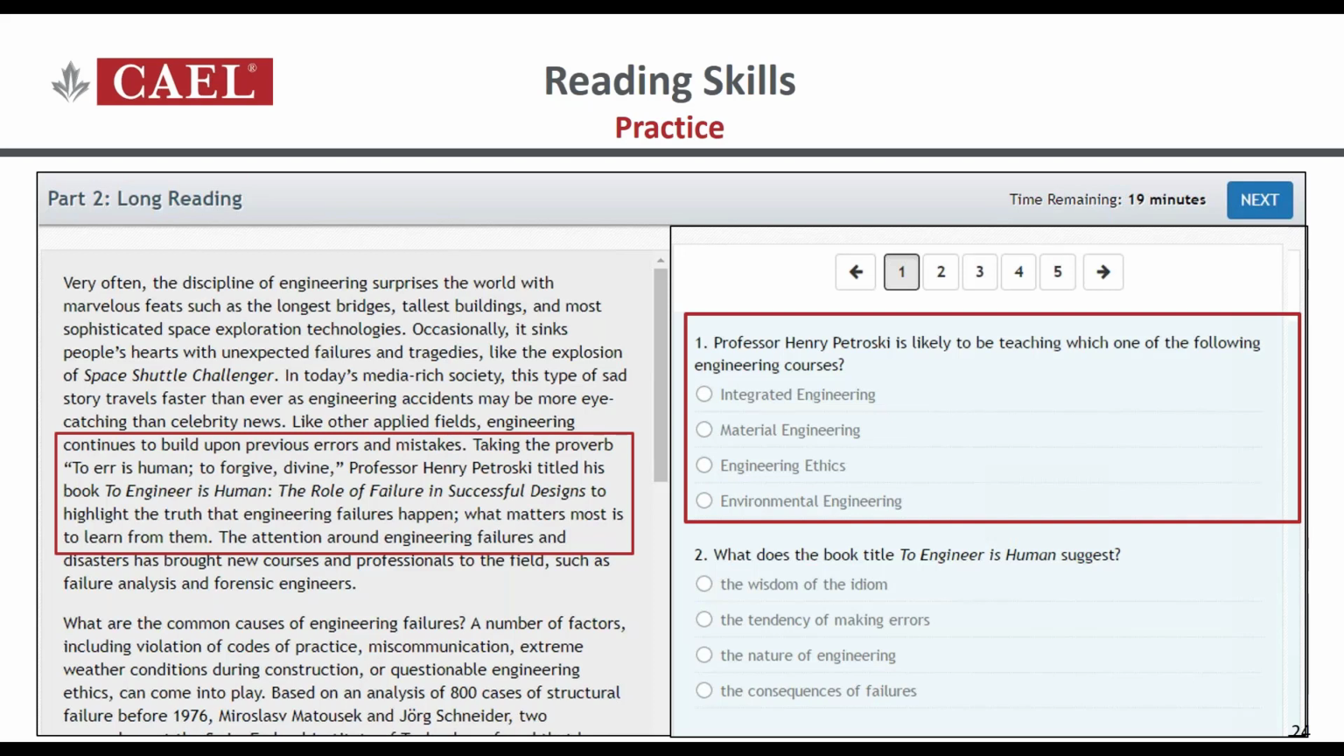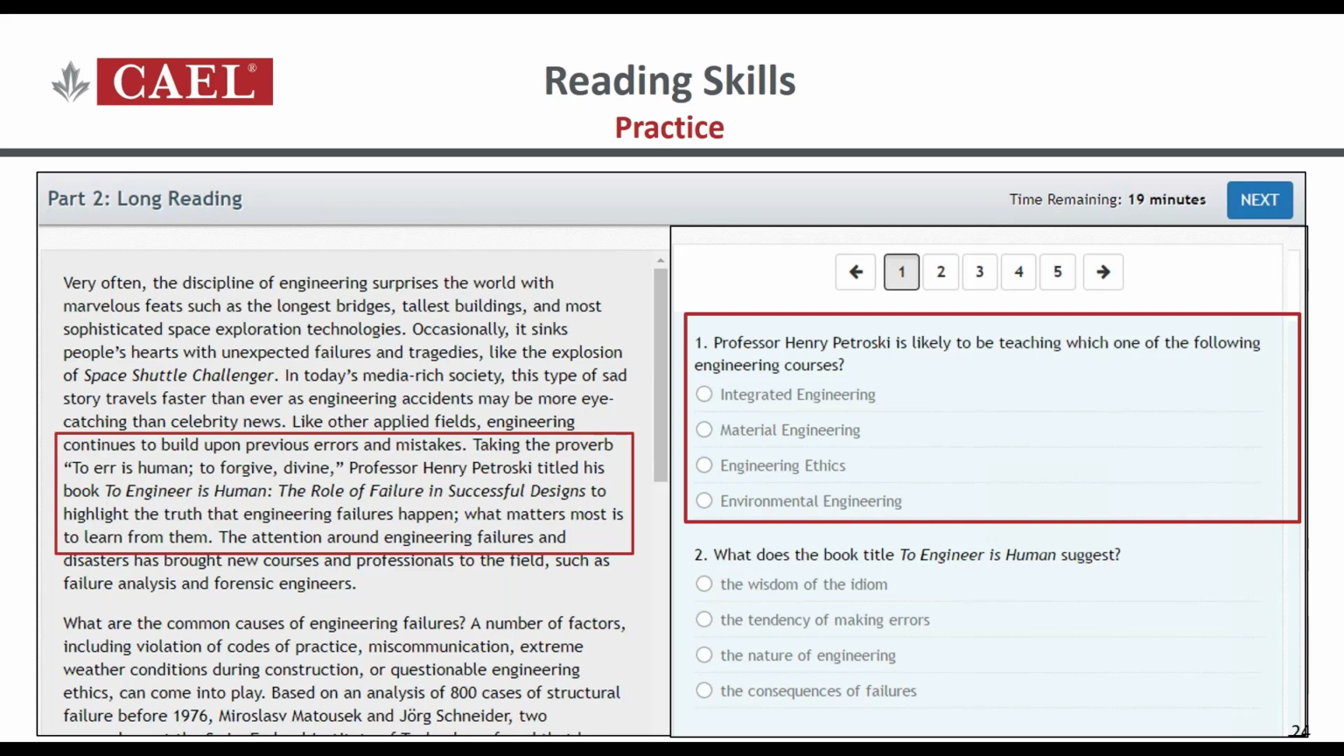So if we read these sentences here, they tell us that Petrosky has written a book about engineering mistakes and what we can learn from them, and also about failure analysis and forensic engineers. It says he titled his book, "To Engineer is Human, the Role of Failure in Successful Designs," to highlight the truth that engineering failures happen. Now, using that information, is it now possible for you to guess the answer? Does it help you to figure out what the answer is? Does anybody have any idea what the answer is, please? If you do, just feel free to write it in the box.